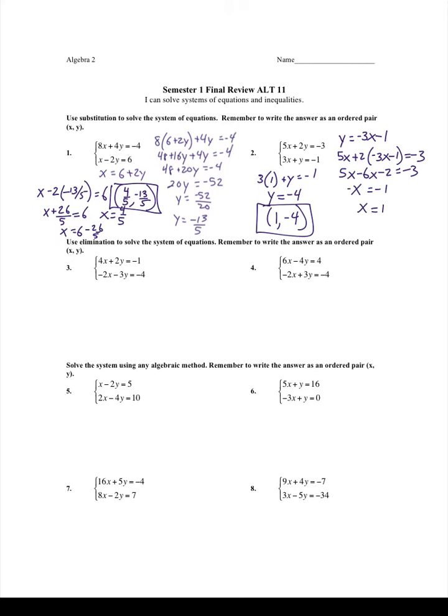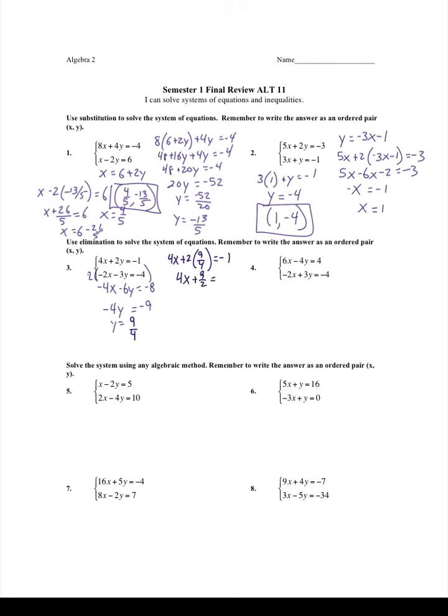For elimination, we want to cancel out one of the variables, so we can multiply the second one by 2. Remember to multiply it by every term, so negative 4x minus 6y equals negative 8. Add our terms, the x's cancel, we get negative 4y equals negative 9, so y equals 9 fourths. Again, we're going to take that and plug it back into one of the original equations.